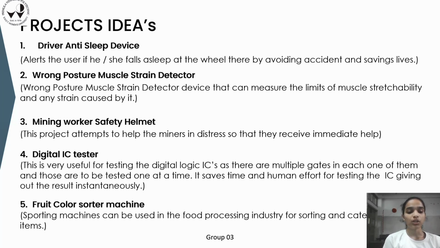Fifth project is the food color sorter machine. It sorts fruits and can be used in food processing industries for sorting and categorizing fruit items.